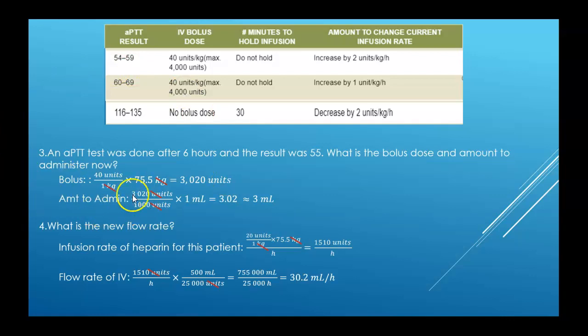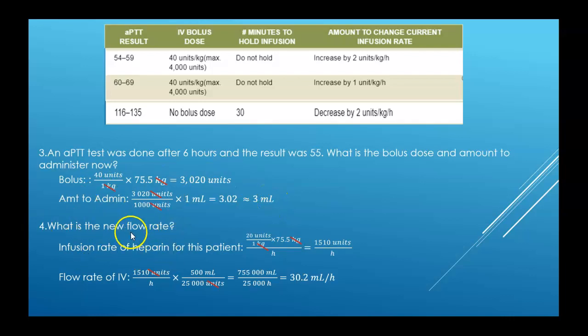So now we have to calculate the amount to administer. So in order to administer 3,020 units using our on hand for our bolus, which is 1,000 units per milliliter, D over H times Q, 3 milliliters.